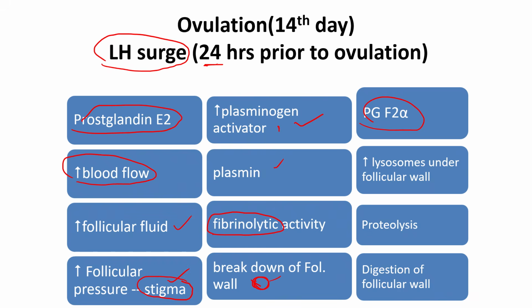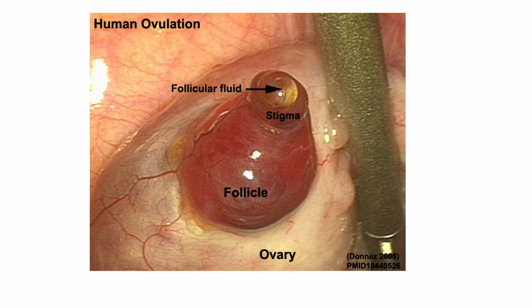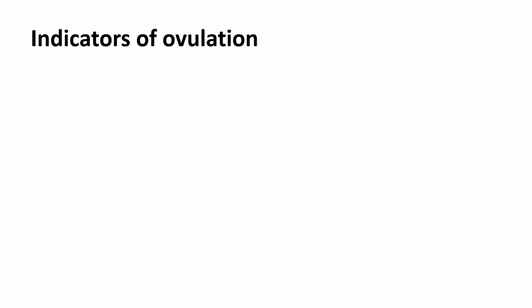And prostaglandin F2 alpha is primarily concerned with the activation of lysosomes, which again causes proteolysis and digestion of follicular wall. All these factors favor the rupture of the follicle and release of the ovum, and the primary reason for this is the LH surge. So this is the stigma, this is the protruding oocyte.